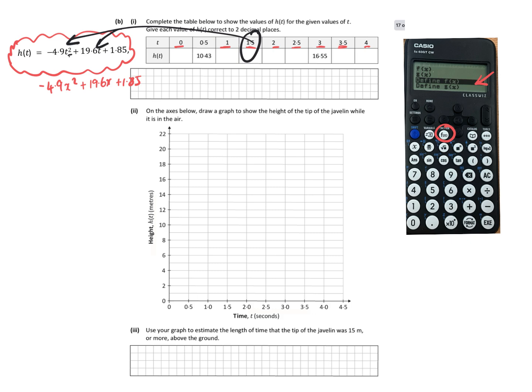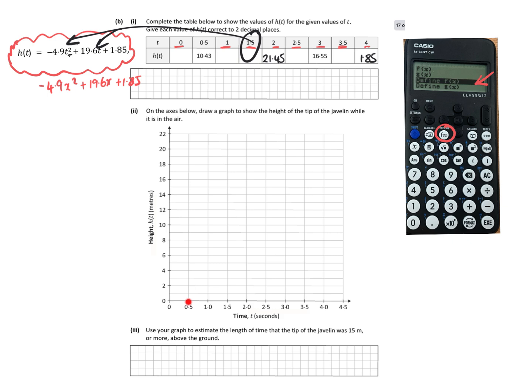I'll give you a few answers to this. 21.45 should be the answer for this one, and 1.85 should be the answer for that one. I need you to fill out all of those yourselves, and then you're going to graph it. So remember, along the corridor, up or down the stairs. I will graph this one here for you, 0.5, 10.43.